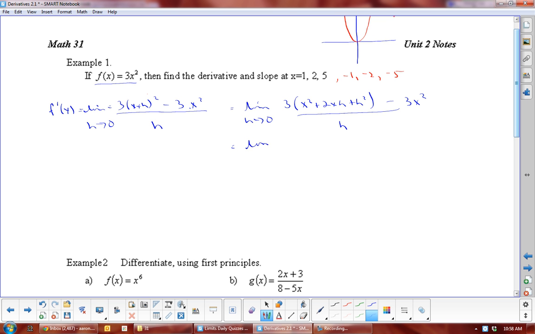So the limit as h approaches 0 is 3x squared plus 6xh plus 3h squared minus 3x squared, all over h. Okay, we can cancel these two. And then we're left with the limit as h approaches 0 of 6xh plus 3h squared all over h.